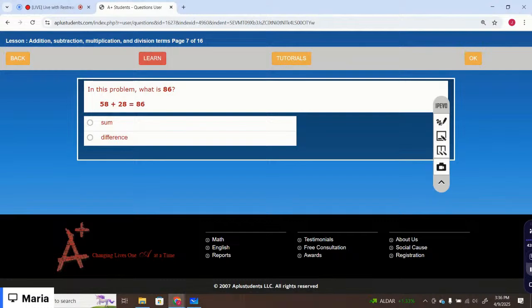In this problem, what is 86? 58 plus 28 equals 86. 86 is the sum of 58 plus 28, so sum it is.